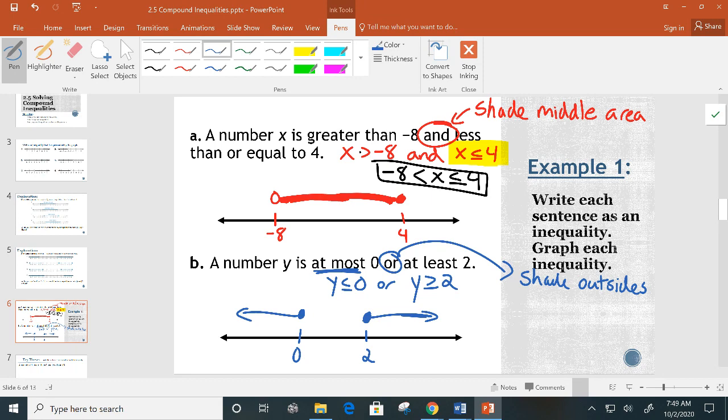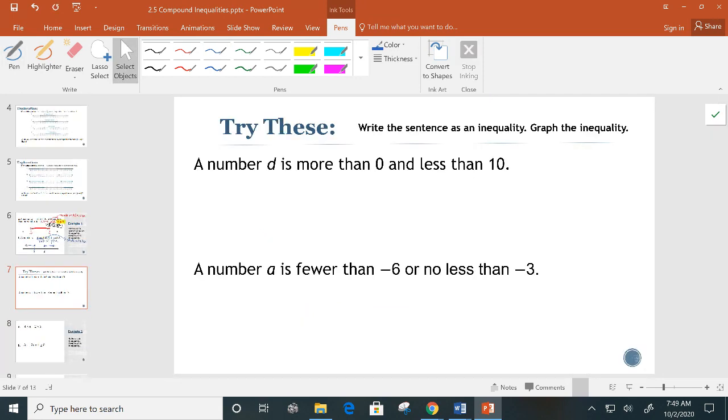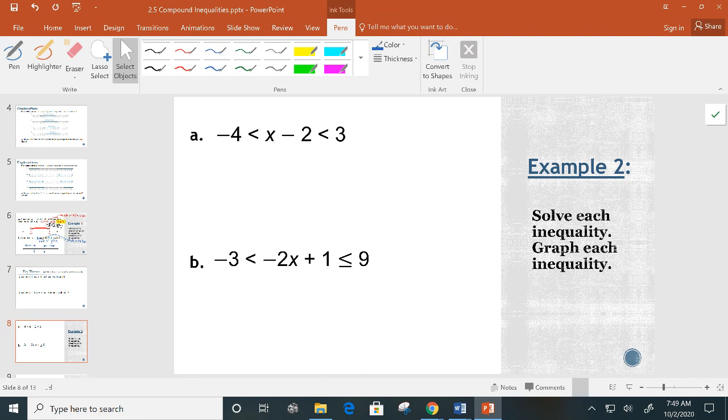The ors, there's no way to smash them together, okay? We leave them separate with the word or in between. So those are the two types of compound inequalities that you can see. We'll do the try these in class. Let's look at some more examples here.